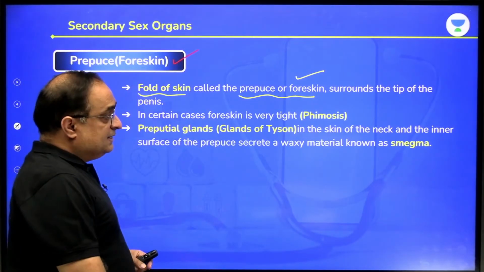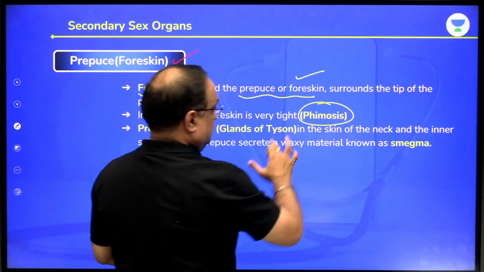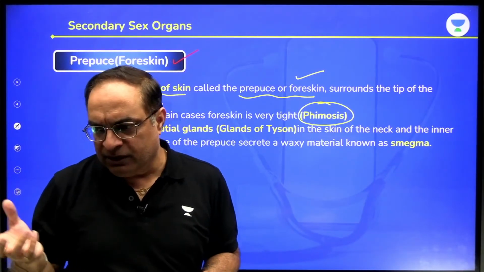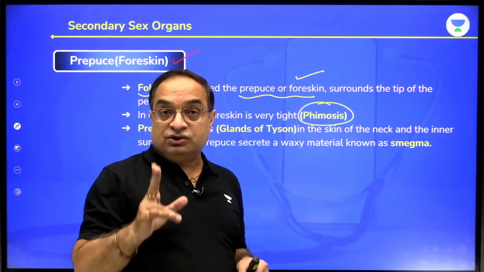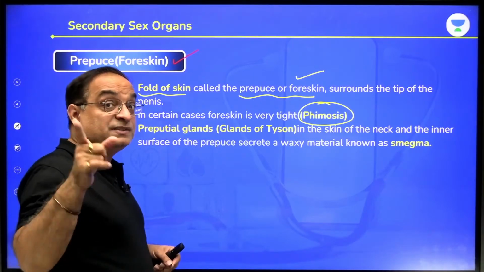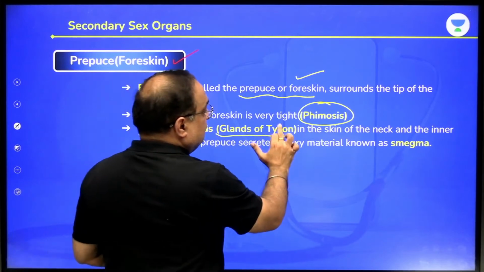See, in certain cases, the foreskin is very tight, and that clinical condition is called phimosis. It occurs right from birth. Foreskin is very tight and it cannot be retracted back. Then, in such cases, we need to surgically remove the foreskin, and that is what is called circumcision. Okay? Understand, prepucial glands or the glands of Tyson.